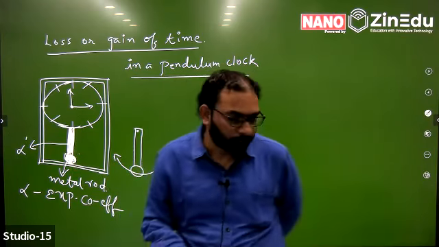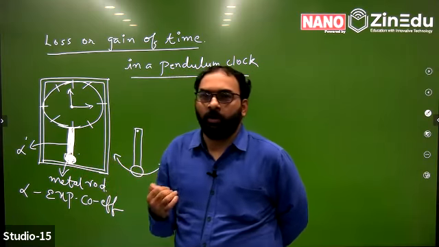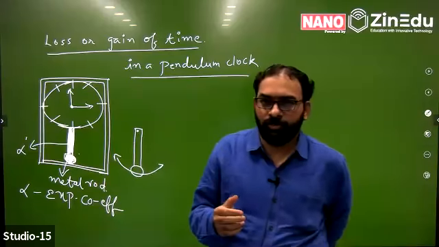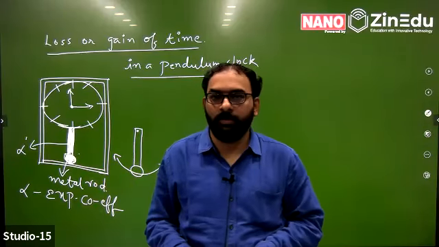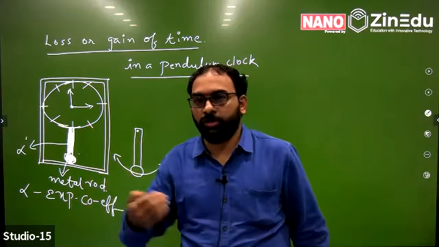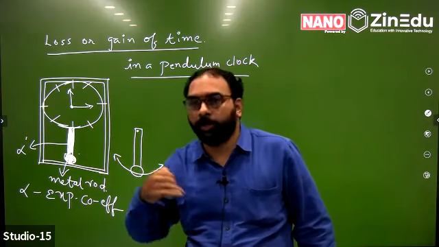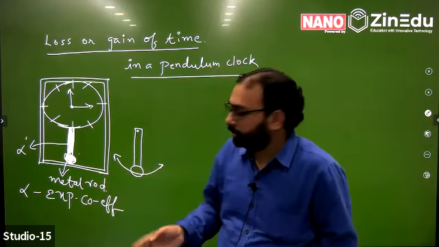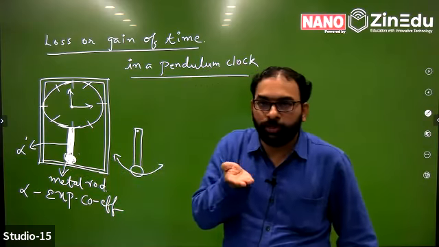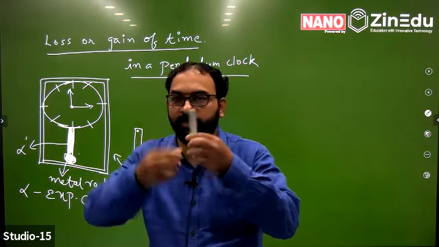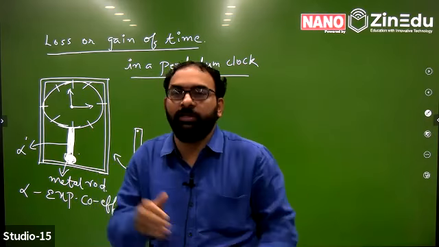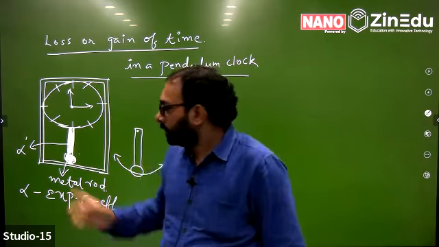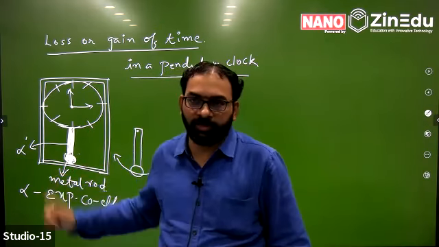Next one is, if on a colder region this clock is running and very low temperatures are maintained in that room or region, then this rod is going to contract. Increase of length is expansion, decrease of length is contraction. If this rod contracts, what is going to happen? How does it affect the time? That is our discussion today.